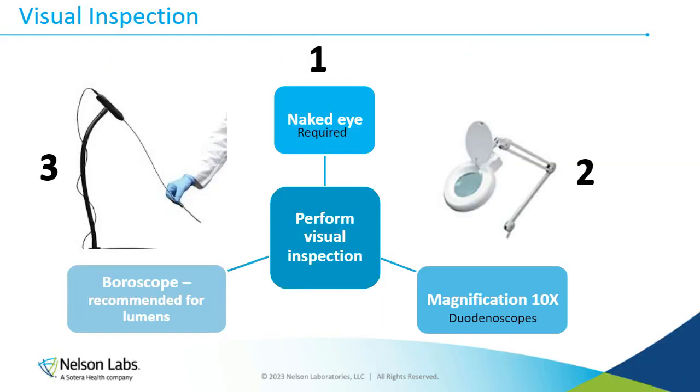Once all the cleaning is done, we're doing a visual inspection, right? It's required that you have a visual inspection. If we see soil after cleaning, you fail the test and you have to repeat it again, or you have to increase your rinsing steps. There are mitigation steps that you would take to do that. There is 10x magnification for duodenoscopes. There are borescope recommendations as well, but those are just recommendations for lumens. But visual inspection under normal lighting conditions with the naked eye is a requirement.